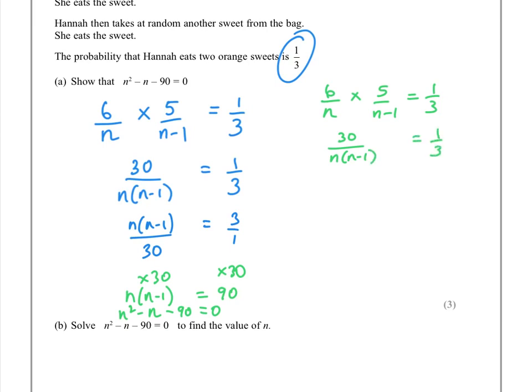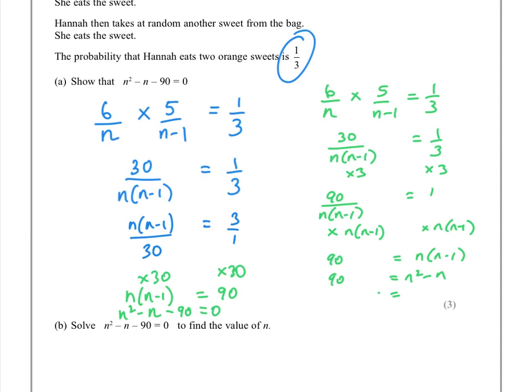and if inverting, i.e. finding the reciprocal of both sides, worries you, then just times both sides by 3 first, and you can have 90 over n minus 1 is equal to 1, and then just times both sides by n minus 1, and that will give you 90 equals n minus 1, so 90 would be n squared minus n, and then just take 90 from both sides, and there we have it.